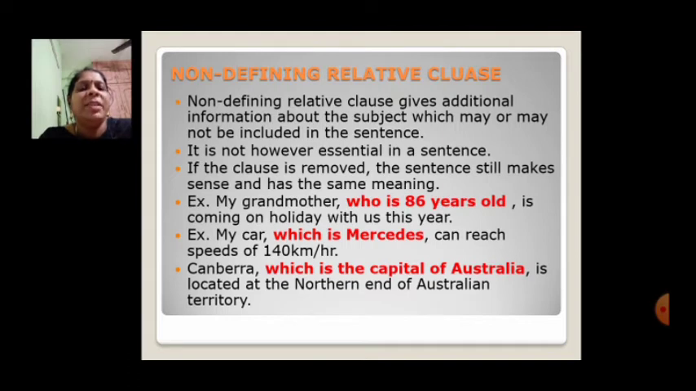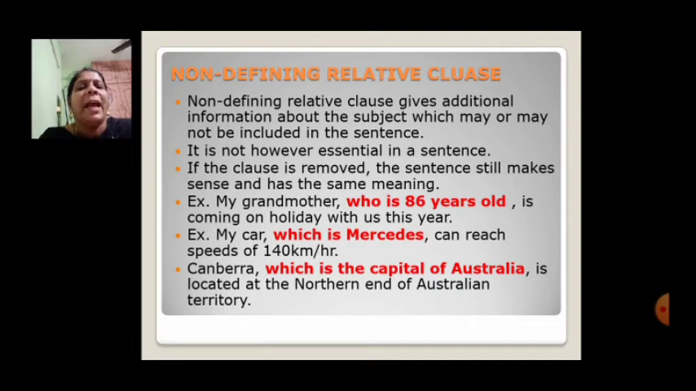Which is Mercedes is the non-defining relative clause. Let's see. My car, let's remove this and see. My car can reach speeds of 140 km per hour. Of course, if you remove this, it makes sense. So, this is another example.